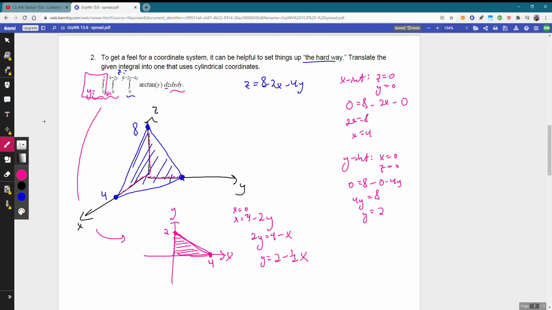All right. So now that we have a feel for the region that we're integrating over, let's think about how we want to move through this. Well, there's no reason we can't keep moving z to start. So here we're moving z from 0 up to the plane as before. And so we can actually just keep the same inside integral for cylindrical. So move z from 0 up to 8 minus 2x minus 4y.